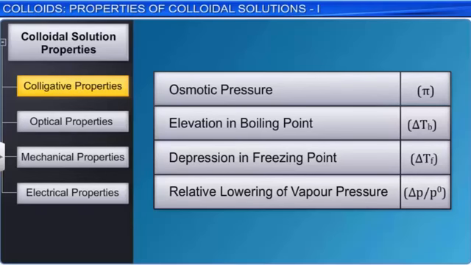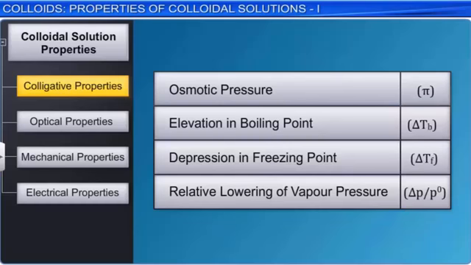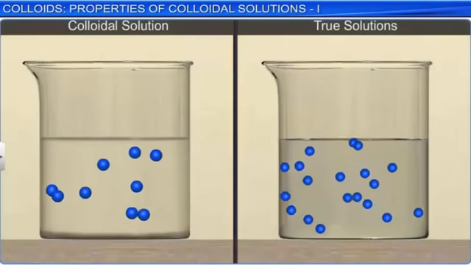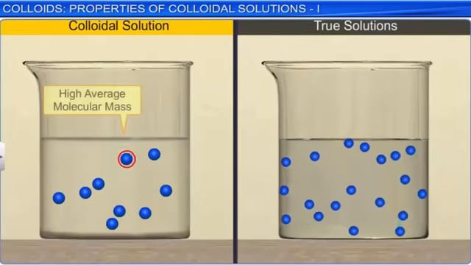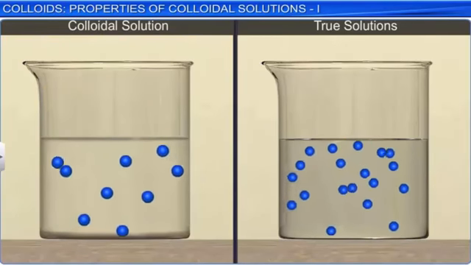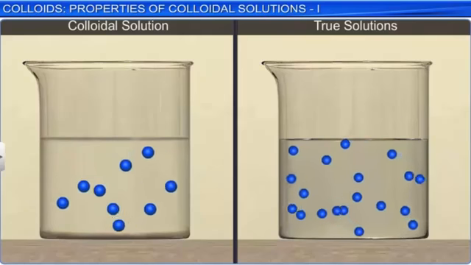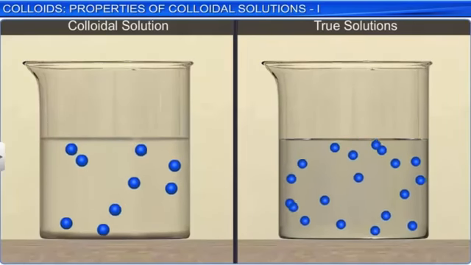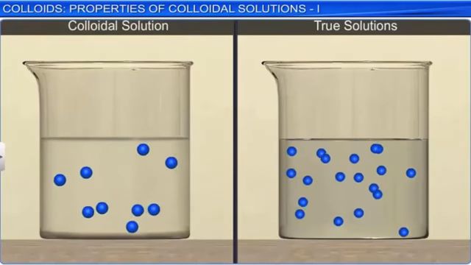However, the magnitudes of these properties for colloidal solutions are much smaller than those obtained for true solutions, and thus it becomes very difficult to measure them accurately. This is because colloidal particles, being bigger aggregates, have very high average molecular masses. Therefore, the number of particles in a colloidal solution is small as compared to that of a true solution. Hence, at a given concentration, the value of any colligative property of a colloidal solution is of a small order as compared to the value shown by a true solution.